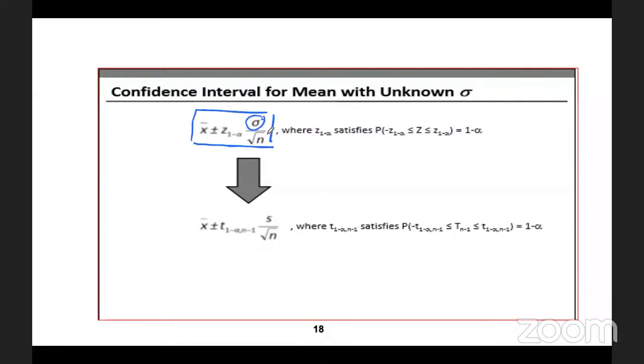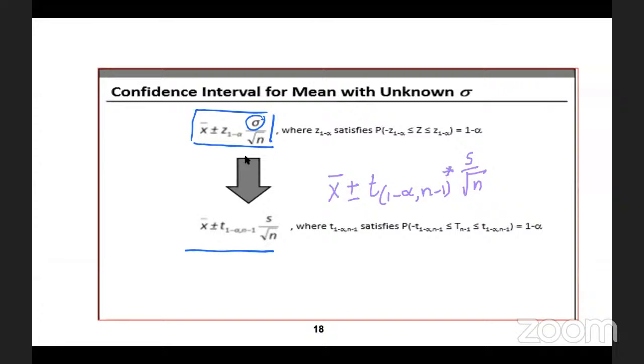But generally we do not know this, unless you are working on predefined or theoretical problems. So when I have to work on real life problems, I have to use this formula. It uses the t distribution, and in place of the population standard deviation, we use the sample standard deviation. Let me rewrite it here, if you're not able to see it properly: x bar plus or minus t of 1 minus alpha comma n minus 1, into s by root n.